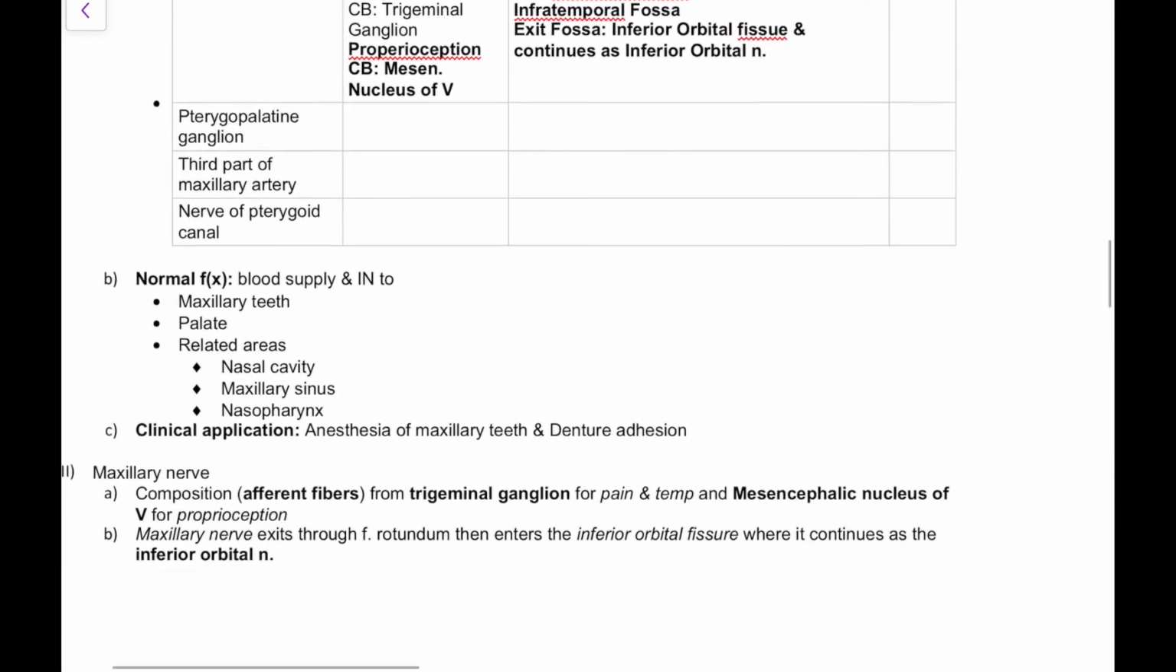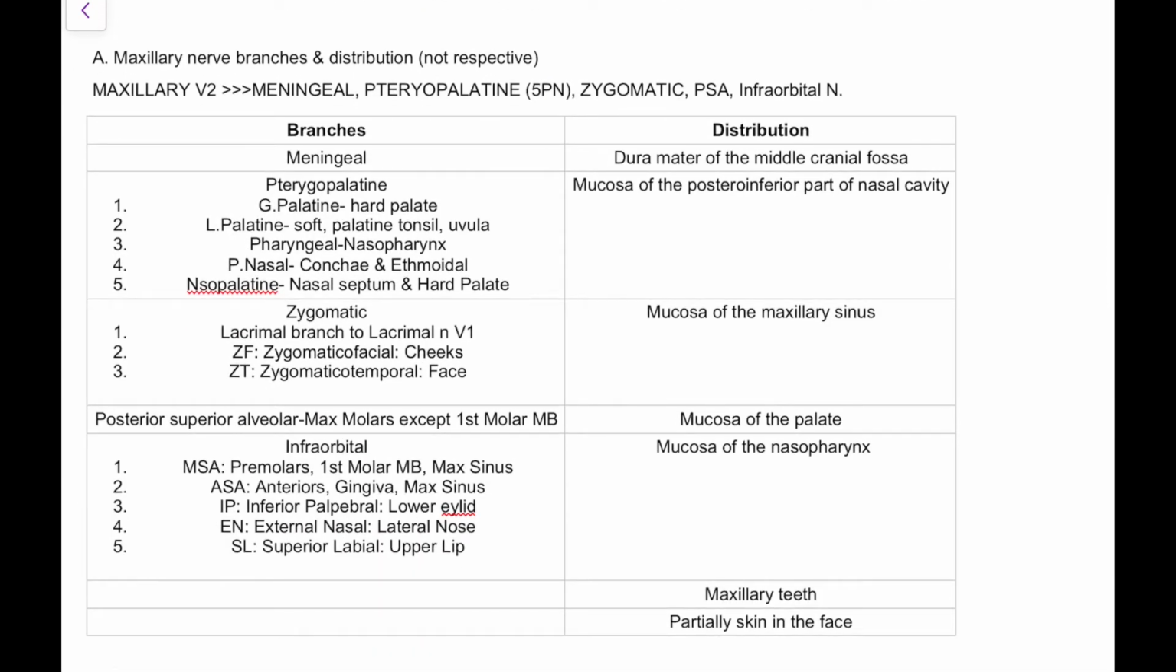Next we talk about the branches of the maxillary nerve. The maxillary nerve, V2, gives you meningeal, pterygopalatine, zygomatic, and infraorbital branches. Let's talk about what each one does. First we have the meningeal, which provides innervation to the dura mater of the middle cranial fossa.